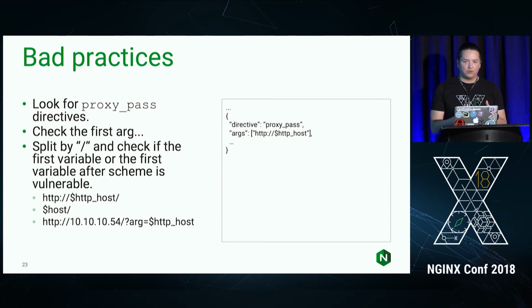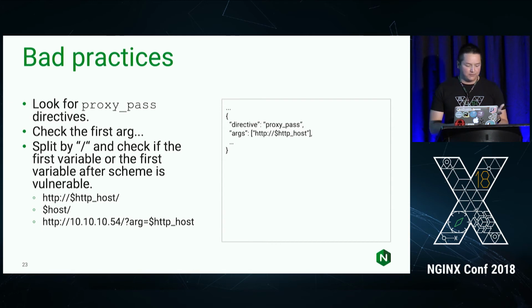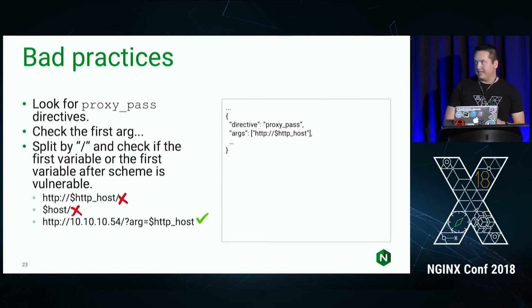But basically, the vulnerable proxy_pass configurations are the ones that use $host or $http_host after your scheme. So the thing that's determining what server you're going to is something that can be user modified. So some examples at the bottom. We have scheme http://$http_host. We have $host/ with no scheme. And then we have a proxy_pass with a host passed as a URL argument, $http_host. So we can't just check to see if $host or $http_host are in the string. We actually need to check the position to determine whether or not it's vulnerable. But in this example, the first two are vulnerable, and the last one is not.